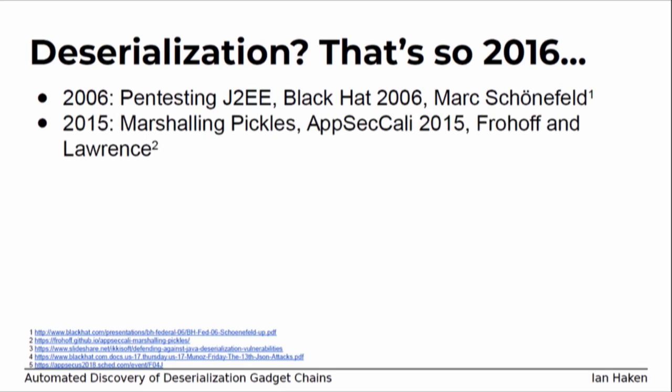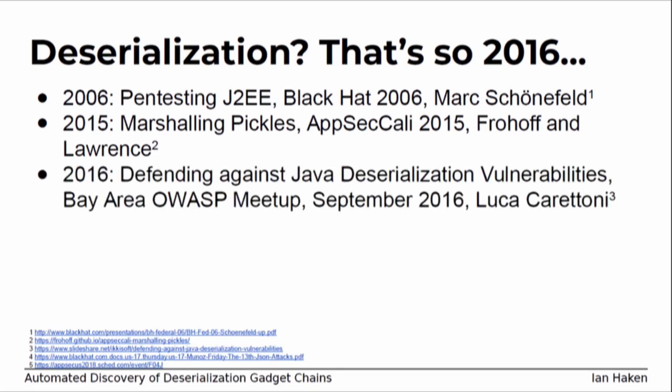But the talk that really put the spotlight back on this subject was given by Frohoff and Lawrence in 2015 at AppSec Cali. It really blew up this vulnerability class because they showed that there are gadget chains that exist in all sorts of open source libraries, which means basically any application that's doing unsafe deserialization is subject to some kind of RCE. It's because they utilize these libraries that have these RCE gadget chains in them. In the year that followed, I've heard a lot of application security researchers refer to that as the Java deserialization apocalypse, because everyone realized that their application was vulnerable to this sort of thing.